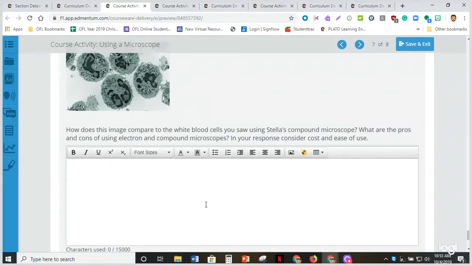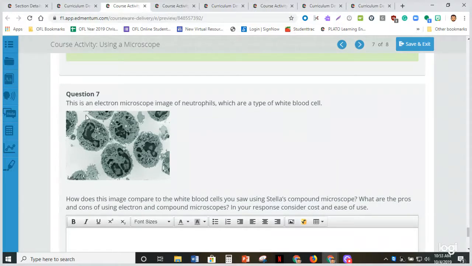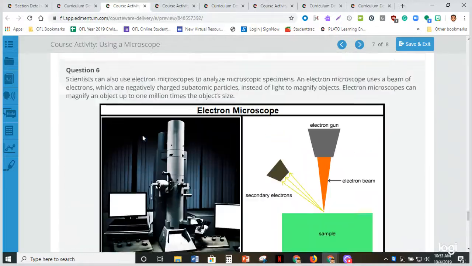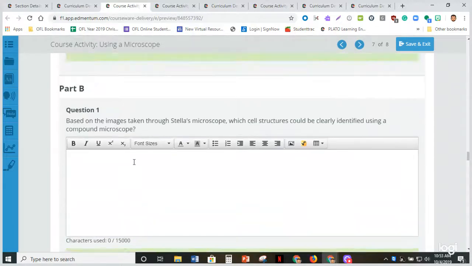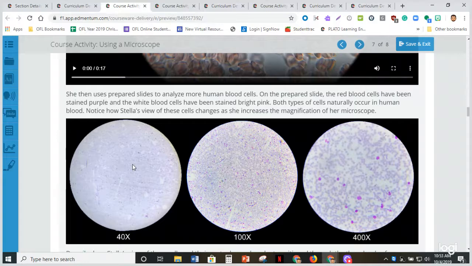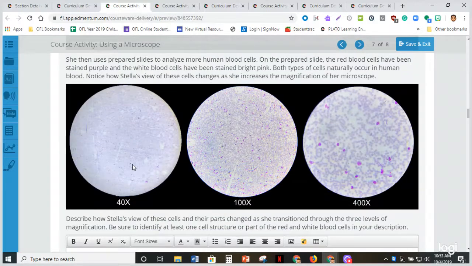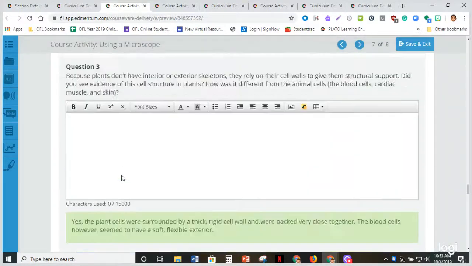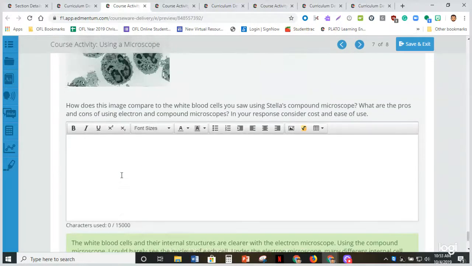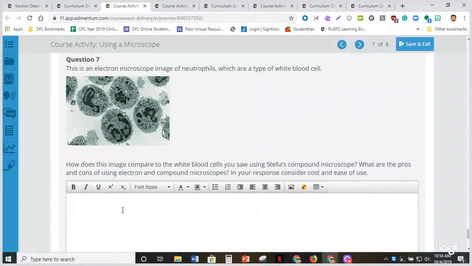You're going to go ahead and read how this image of white blood cells you saw in Stella's compound microscope, what are the pros and cons of using an electron microscope in your response? So right here you have an electron microscope view of the white blood cells. You can go back up and compare it to the view you have from Stella's compound microscope. You can see that you can definitely see a more detailed image from the electron microscope, and you just have to explain how that can be more beneficial than using a compound.